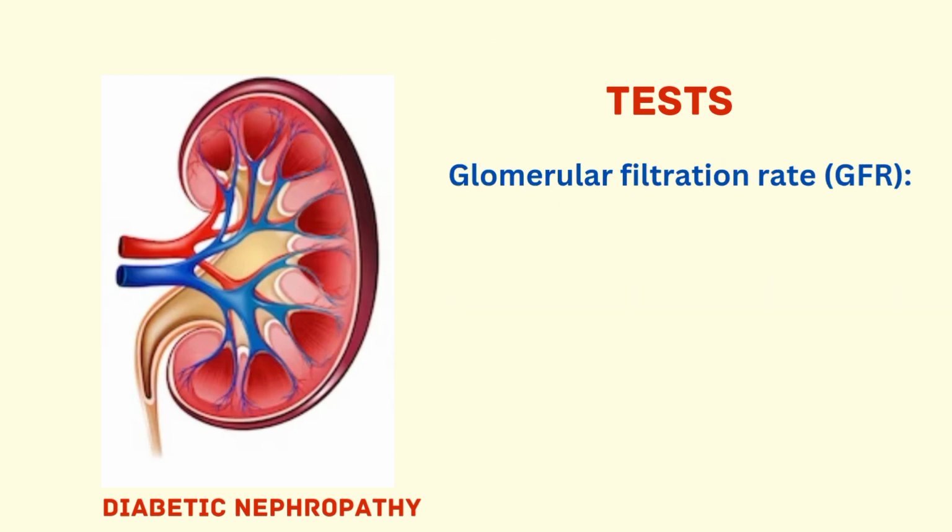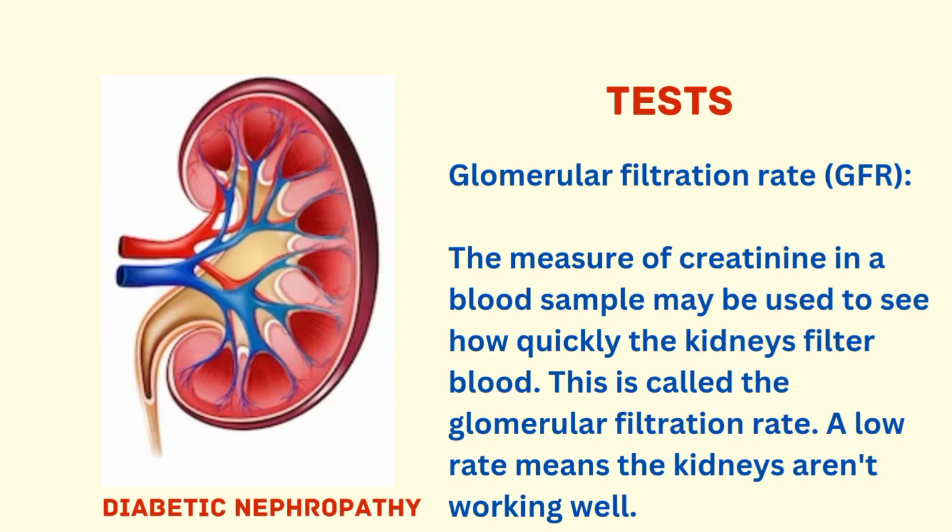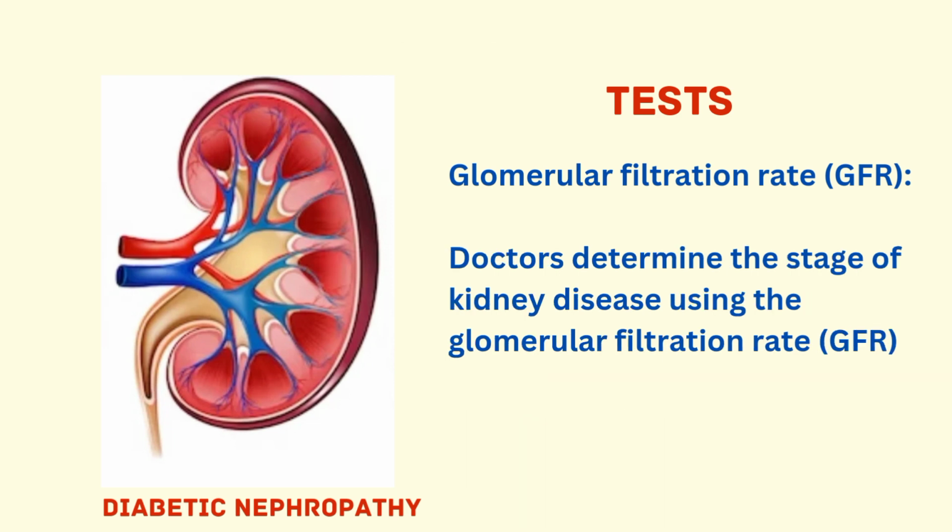Next test is glomerular filtration rate. The measure of creatinine in a blood sample may be used to see how quickly the kidneys filter blood. This is called glomerular filtration rate. A low rate means the kidneys aren't working well. Doctors determine the stage of kidney disease using the GFR.